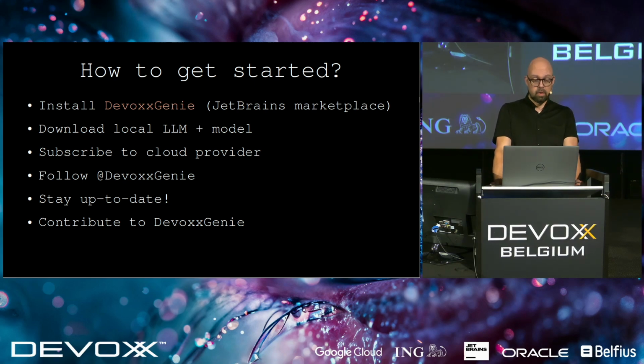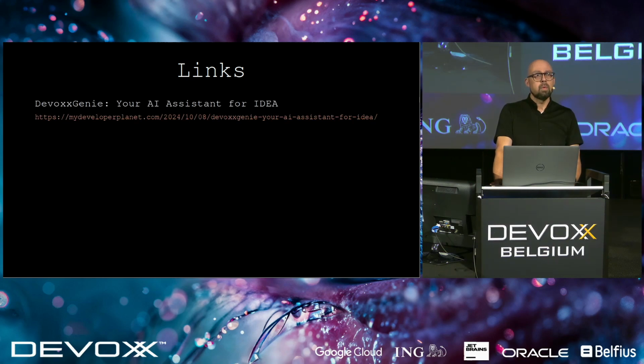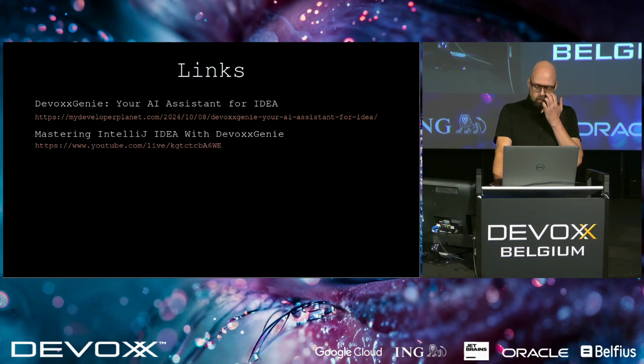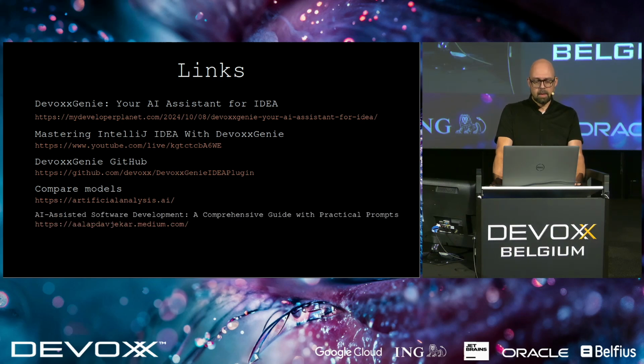And you can contribute to Devoxx Genie. Some interesting links. Before this talk, I published a blog where you get a step-by-step guide on how to start using the Devoxx Genie plugin. This is a YouTube video, an interview from Stefan with JetBrains, where he explains some additional features and possibilities of the Devoxx Genie plugin. The GitHub page of Devoxx Genie, the link to Artificial Analysis, and this last one is an interesting blog about how to create practical prompts specifically for coding. So that's also interesting information.